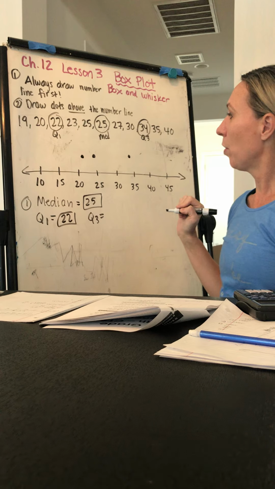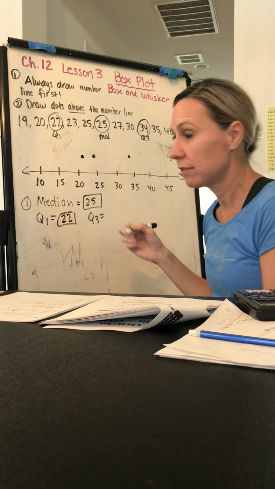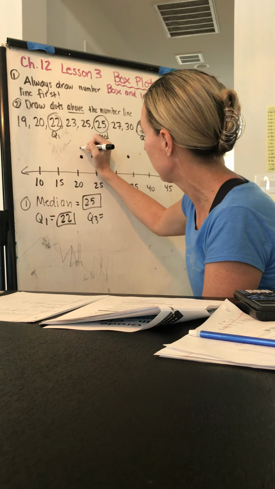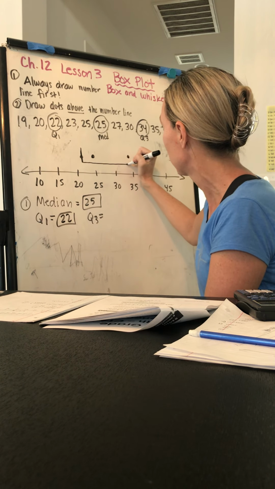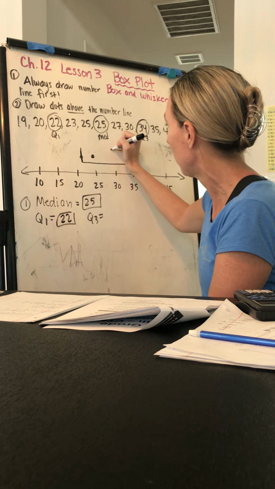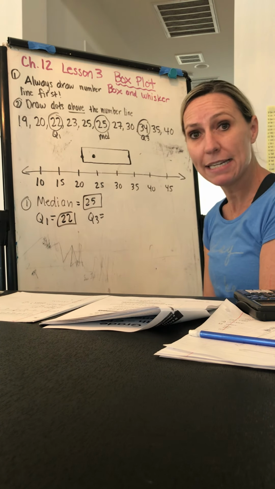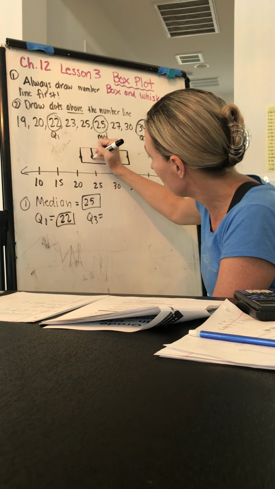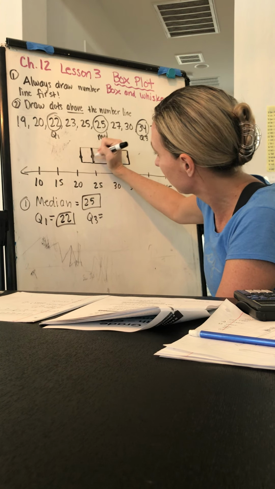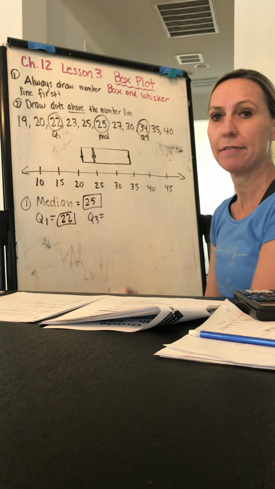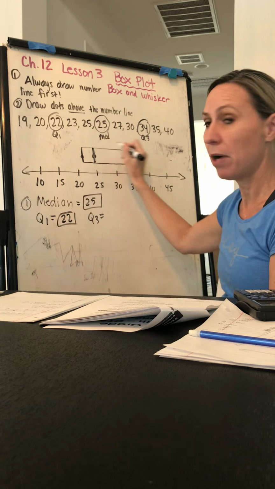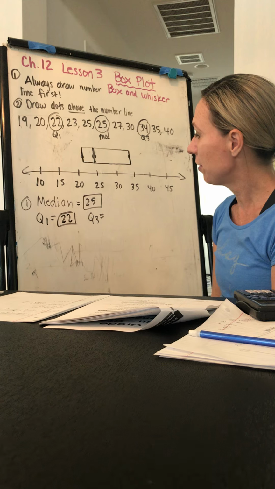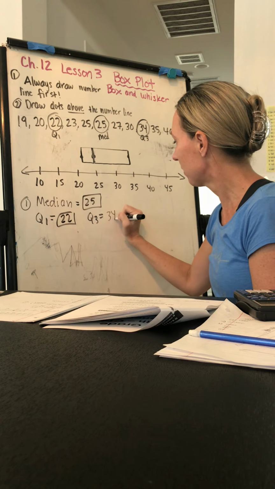Now we're going to draw the box, the rectangle around Q1 and Q3 like this. Those are the endpoints of the box. Then the median is the center of all the data, so we're going to draw a line through that really thick. That big line right there is our median. So you should have a box, and a line through the box, which is your median.